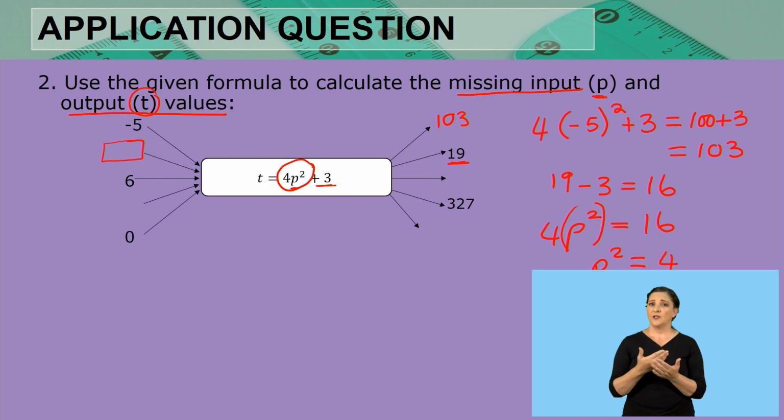So what number do we square so that the answer is 4? If you are thinking of 2, then you are absolutely correct. And when we check there, we are going to say, now this 2 is going to be squared.